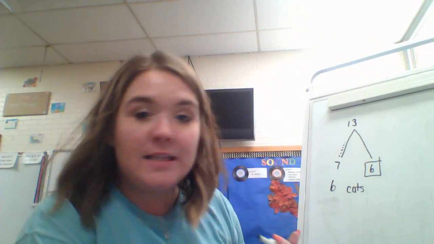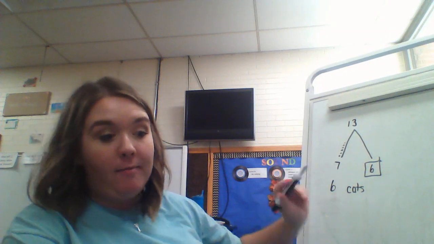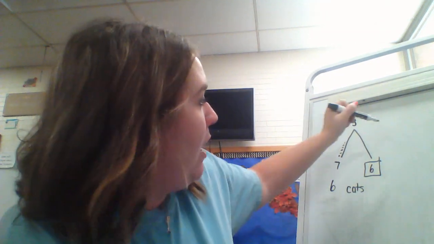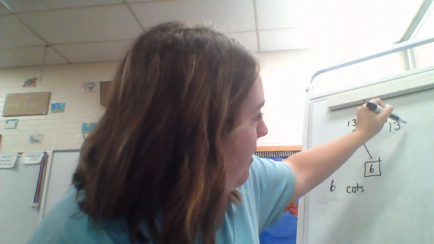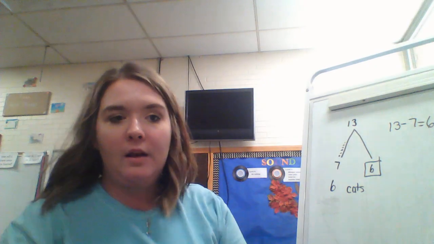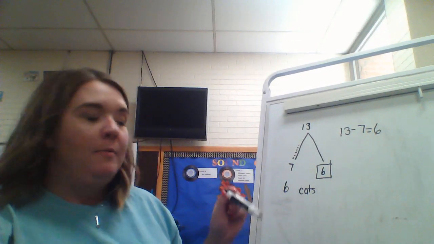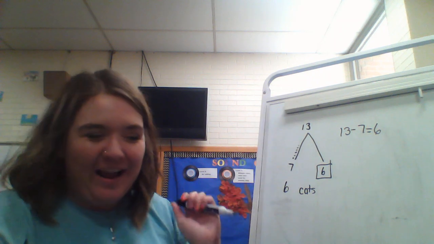Oh, I skipped a step again. I keep doing that. I drew my picture, I solved my problem, and I wrote it on my box and my line, but I still need to write an equation. So I'm going to do 13 minus 7 equals 6. Okay, so there's my equation, my math mountain, my picture, my equation, and my answer, okay?